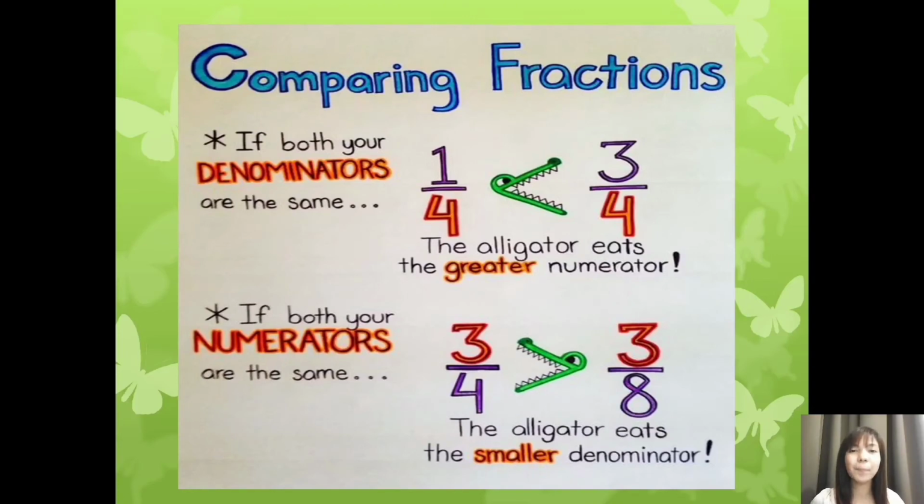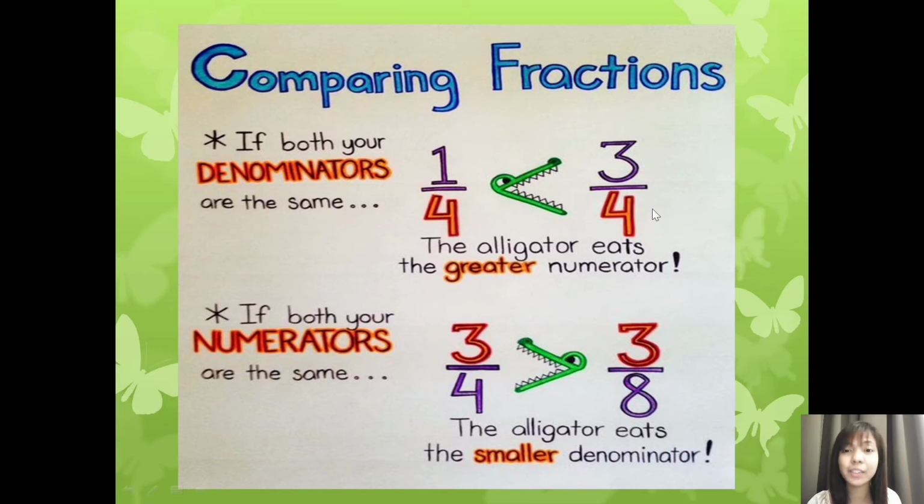Next, in comparing fractions, we have here the first example. Let's read this one. If both your denominators, take note, the denominator is in the lower part, are the same. Let's say in this example, we have 1/4 and then we have 3/4. So the denominator is 4. 1/4, the denominator is 4.